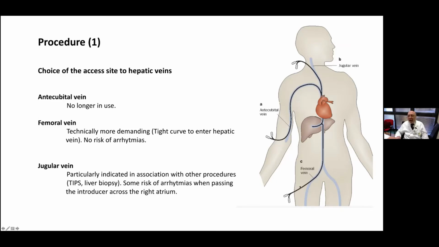Well, the femoral vein is technically more demanding because you have a tight curve necessary to enter the hepatic vein. That is, in some cases it may be difficult, but obviously we can arrange this. And there is no risk of arrhythmias because we do not cross the right atrium, so this problem is not important. While the jugular vein has more recently gained more interest, it is particularly indicated in association with other procedures, in particular TIPS or liver biopsy. Here we have some risk of arrhythmias when passing the introducer across the right atrium, but this is not so big a problem. It's something that we have to take into account.